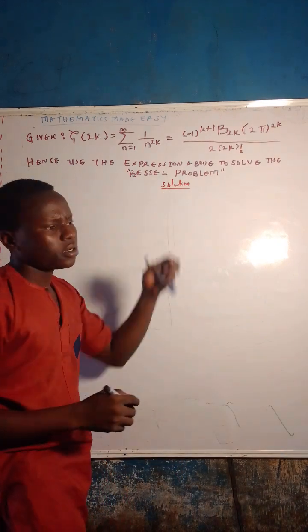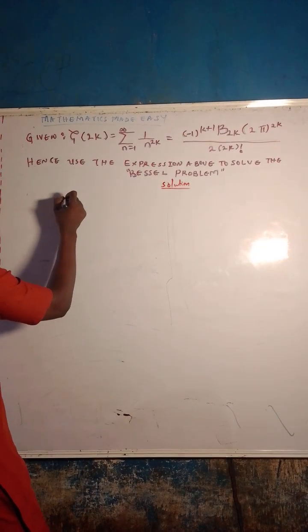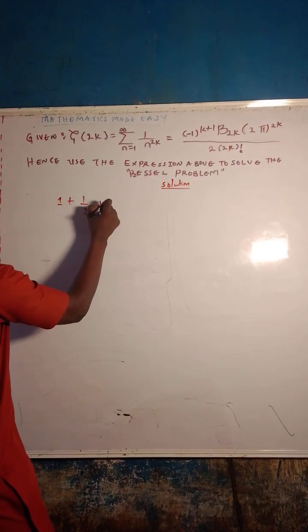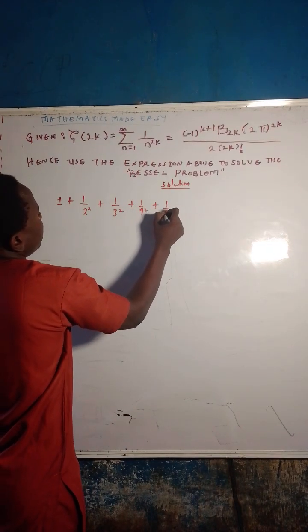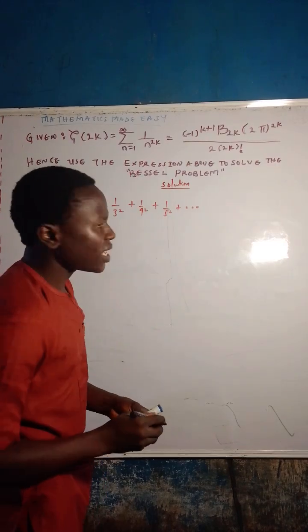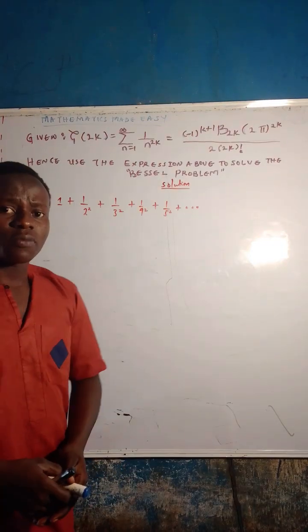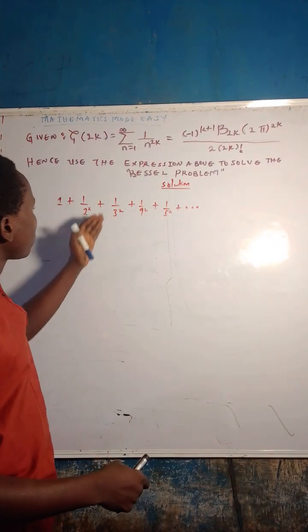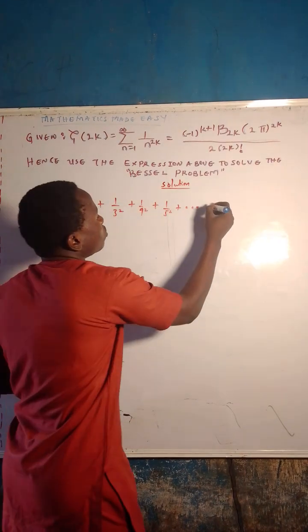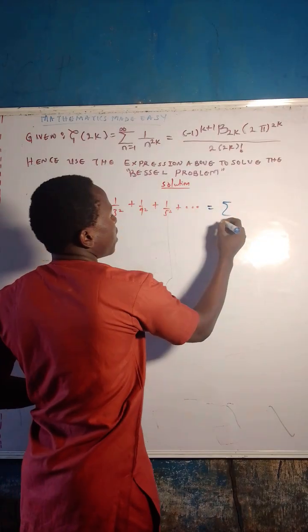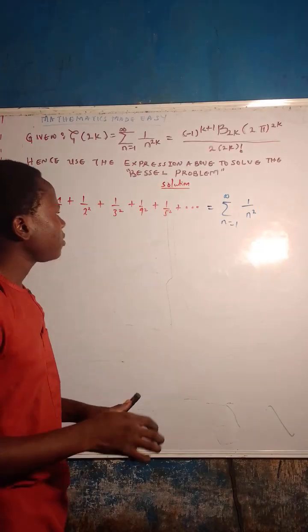Now when we're talking about the Basel problem, it says 1 plus 1 over 2 squared plus 1 over 3 squared plus 1 over 4 squared plus 1 over 5 squared, then plus dot dot dot. So that's the Basel problem. Then how can we use this given expression to solve it? This 1 plus 1 over 2 squared plus 1 over 3 squared plus 1 over 4 squared plus 1 over 5 squared is equal to the sum of n from 1 to infinity of 1 over n raised to the power of 2.